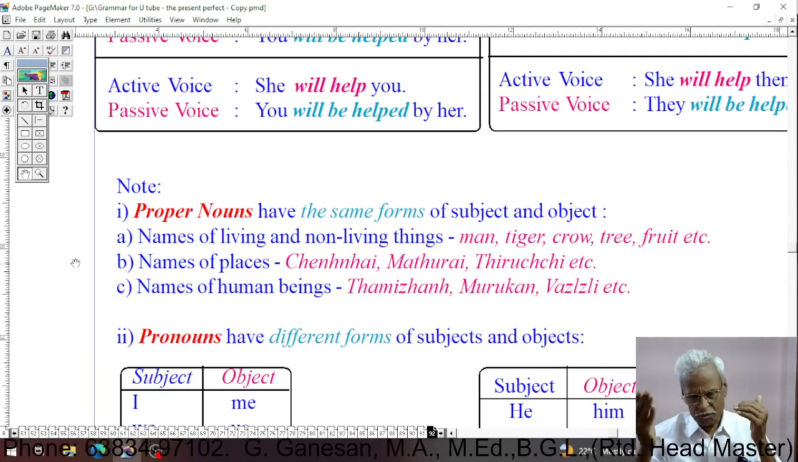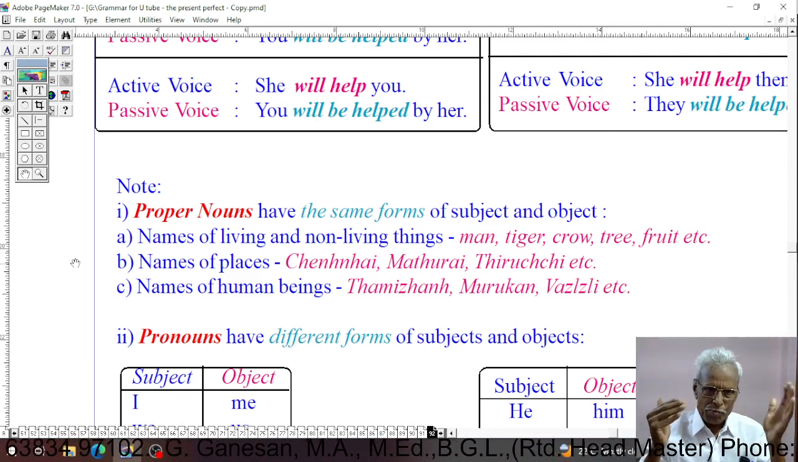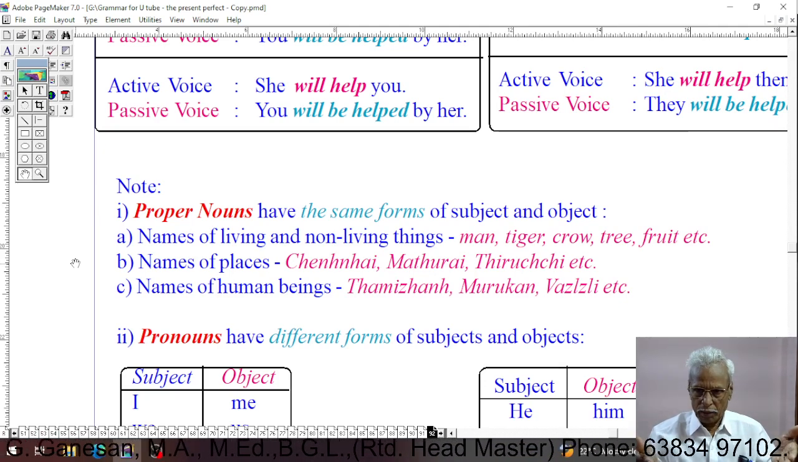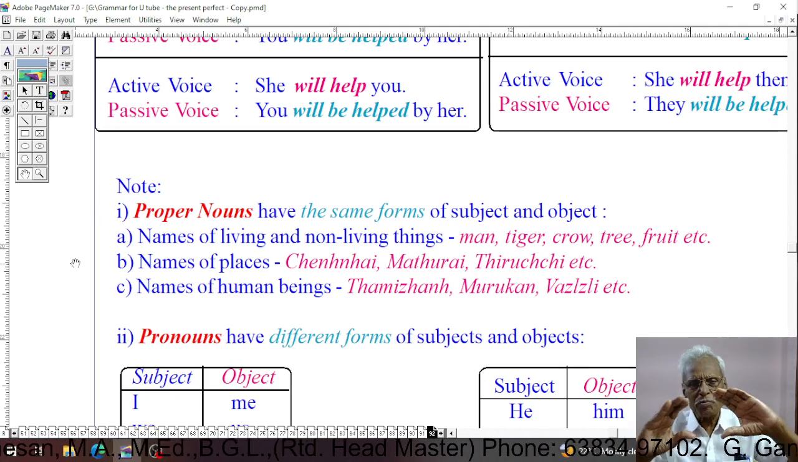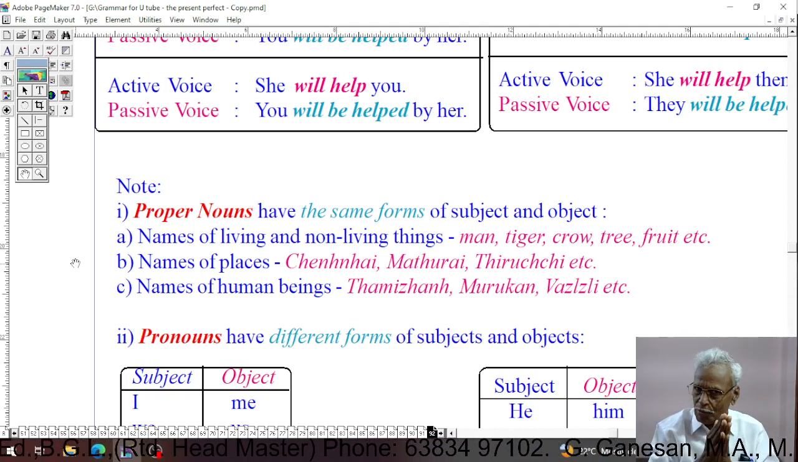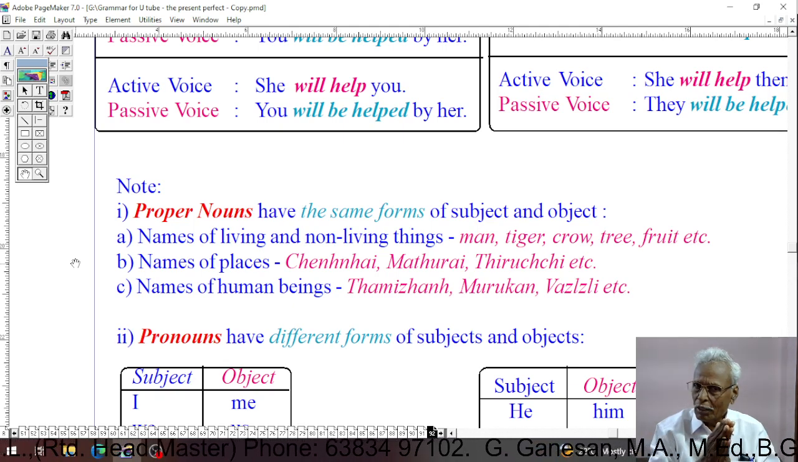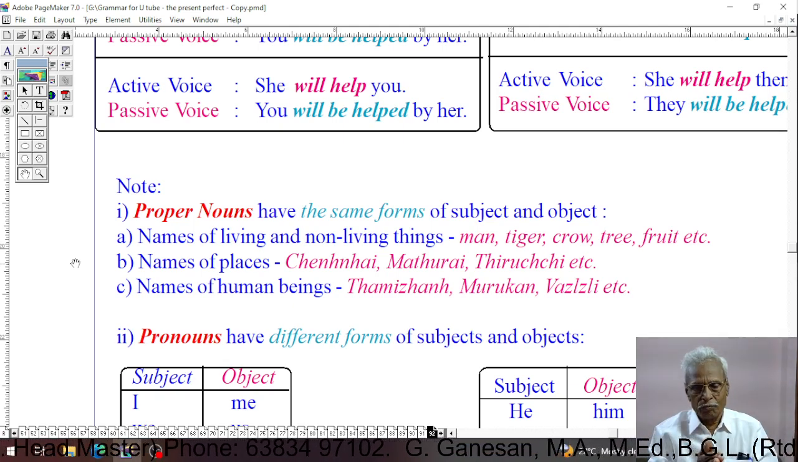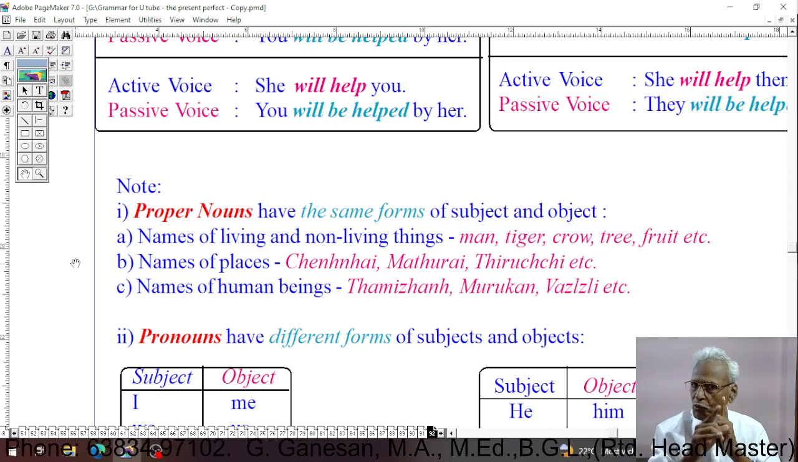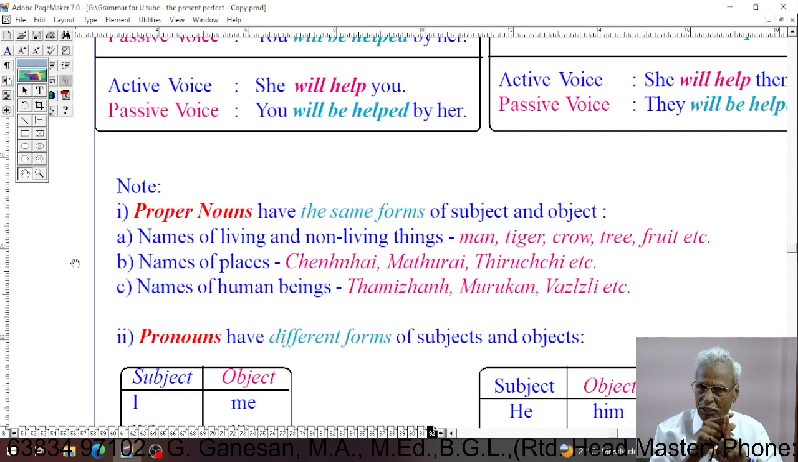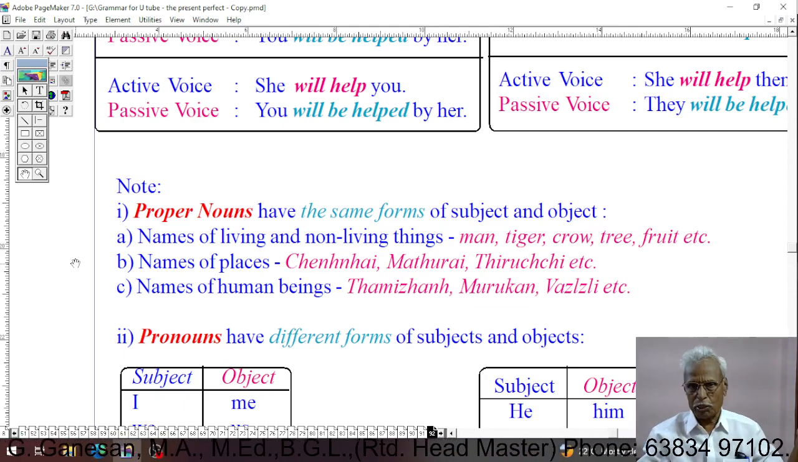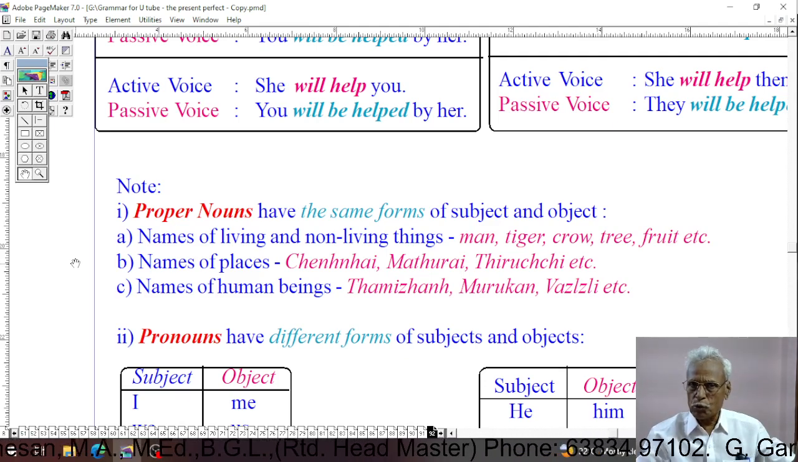Names of places: Chennai, Madurai, Trichy, etc. Names of human beings: Tamilan, Murugan, Valli, etc. Some of the examples I have given here. So for proper nouns, the subject and object would be the same. If the subject is a proper noun and the object also is a proper noun, we need not bother about that. We will have to use them as they are.